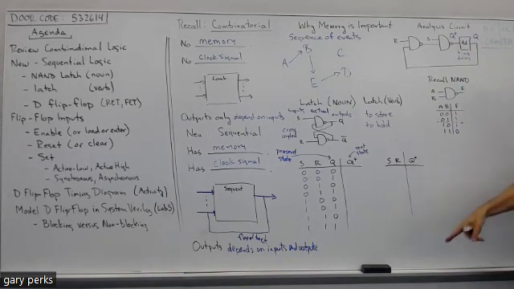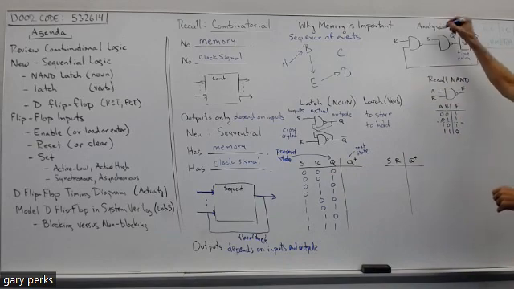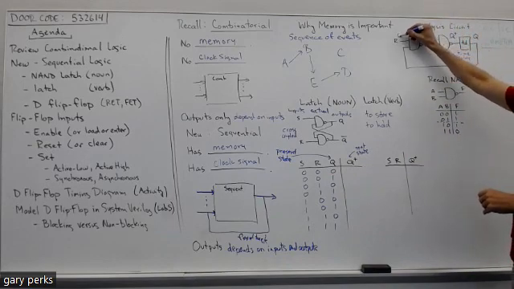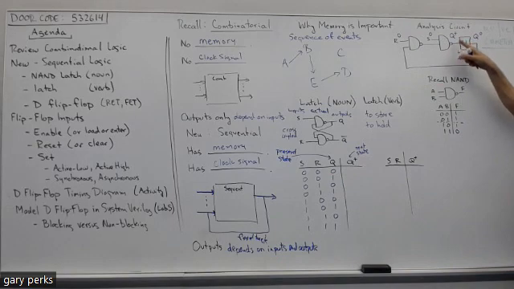All right, so let's go ahead and start. We're going to just start with this first row. In the first row, S is 0, R is 0, and present state of Q is. And I want to get the next state of Q, which is the output of this NAND gate here.